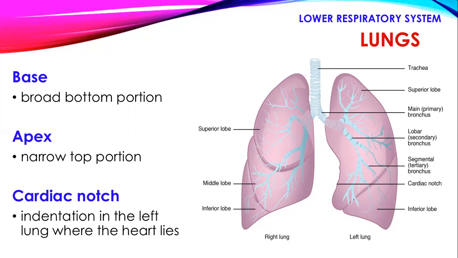The heart lies in between the 2 lungs and leans slightly towards the left lung, producing an indentation called the cardiac notch. Each lung is surrounded by a membrane called pleura, which separates the lung from your chest wall. This membrane is filled with pleural fluid.